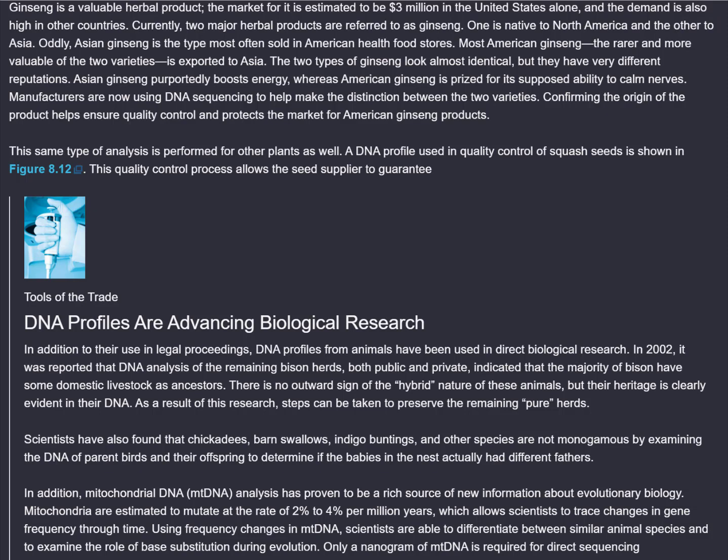The two types of ginseng look almost identical, but they have very different reputations. Asian ginseng purportedly boosts energy, whereas American ginseng is prized for its supposed ability to calm nerves. Manufacturers are now using DNA sequencing to help make the distinction between the two varieties. Confirming the origin of the product helps ensure quality control and protects the market for American ginseng products.